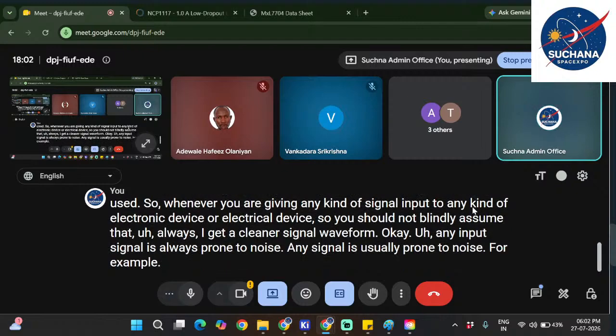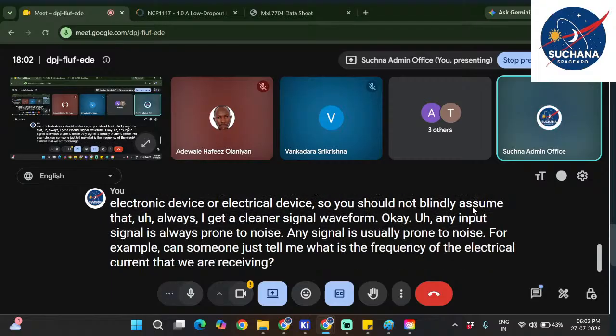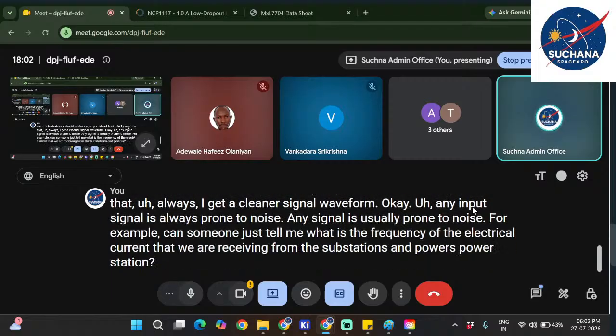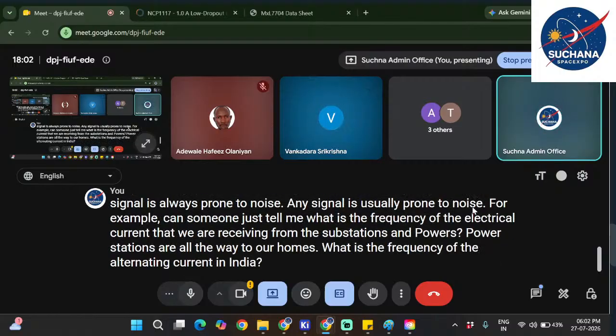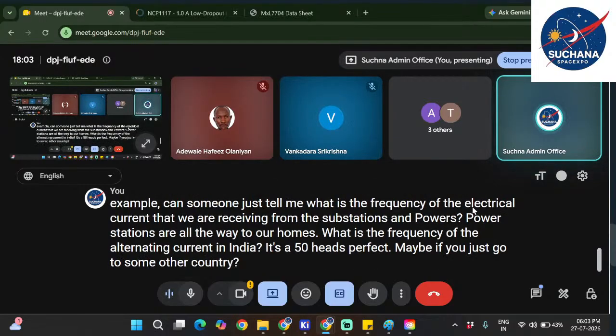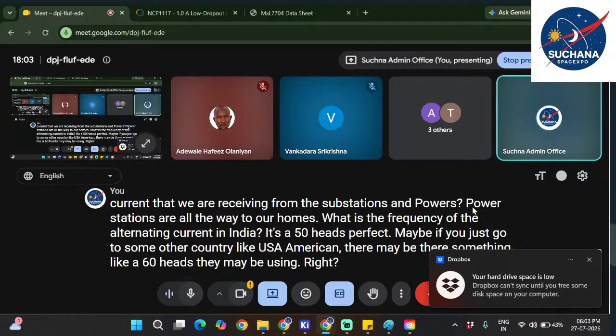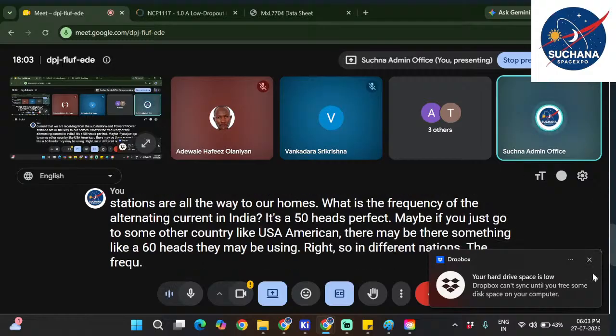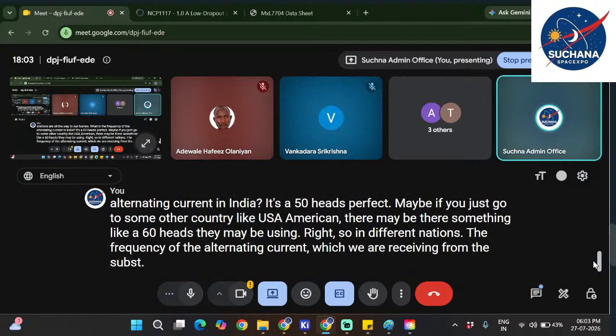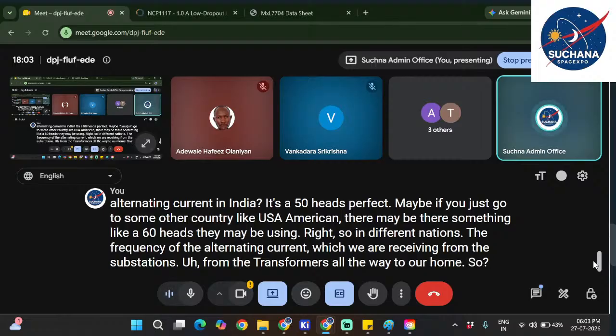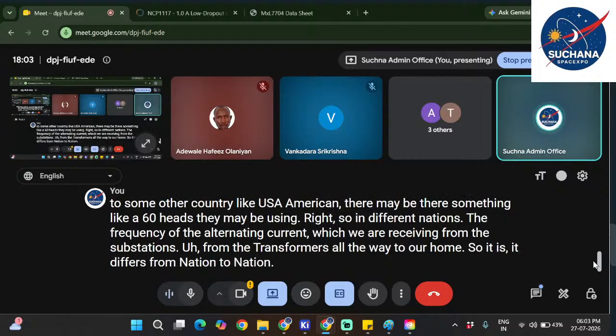For example, can someone tell me what is the frequency of the electrical current that we are receiving from the substations and power stations all the way to our homes? What is the frequency of the alternating current in India? 50 hertz. Perfect. Maybe in some other country like the USA, they may be using 60 hertz. So in different nations, the frequency of the alternating current we receive from the substations or transformers differs from nation to nation. In India it's 50 hertz.